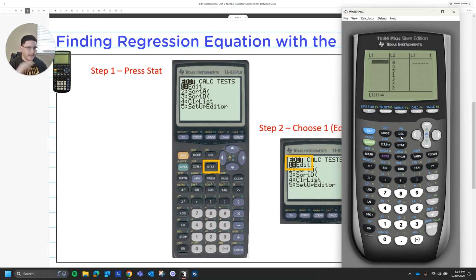Do not hit delete. That's something completely different. It's going to completely take out L1 or L2 if you use delete. So make sure you hit clear and then enter. If it does accidentally delete L1, L2, you have to reset your calculator. So you're going to press second plus 7, 1, 2. If you reset your calculator, you have to go through and turn on diagnostics again. Okay, so let's go back to edit.